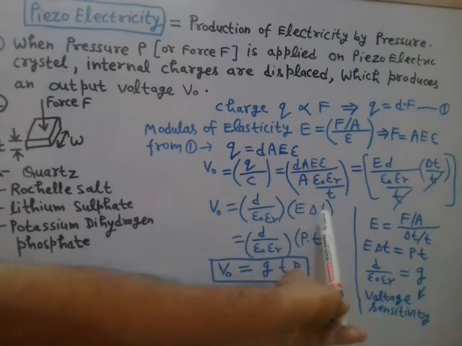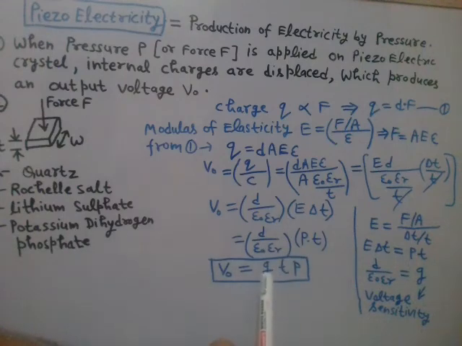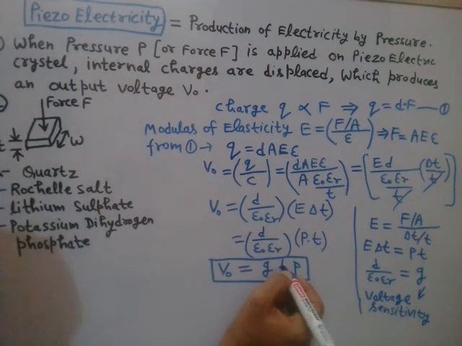In place of E into delta T you can write P into T. D by epsilon naught epsilon R is denoted by small g, which is basically voltage sensitivity. So V0 output voltage is G into T into P. That is the expression of output voltage across the piezoelectric crystal.